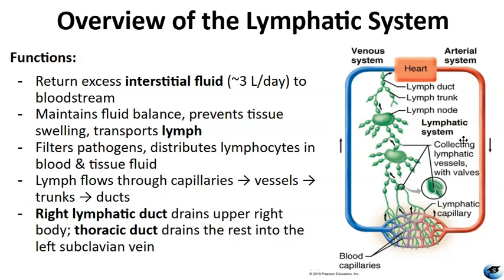You can see in this diagram that the lymph originates in the lymphatic capillaries, which collect fluid from tissues. Then that fluid, now called lymph, moves into collecting lymphatic vessels, which are equipped with valves to ensure one-way flow, similar to what we saw in the veins. From there, the lymph moves through the lymph nodes, where immune surveillance occurs. Then it travels through larger lymph trunks and into the right lymphatic duct, which is also called the thoracic duct.